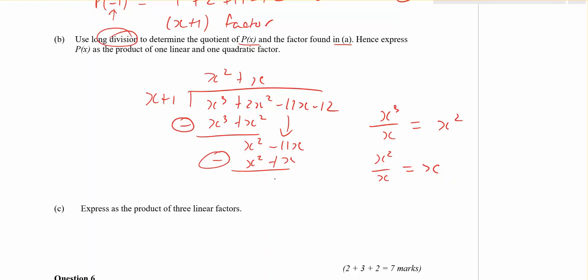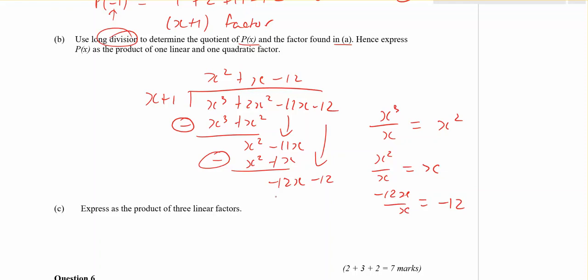Leading term divided by leading term, so that should give me negative 12. Okay, so multiply negative 12 by the divisor, so negative 12x minus 12. Okay, great, it goes to 0, so we have 0 remainder, which is what we expect.